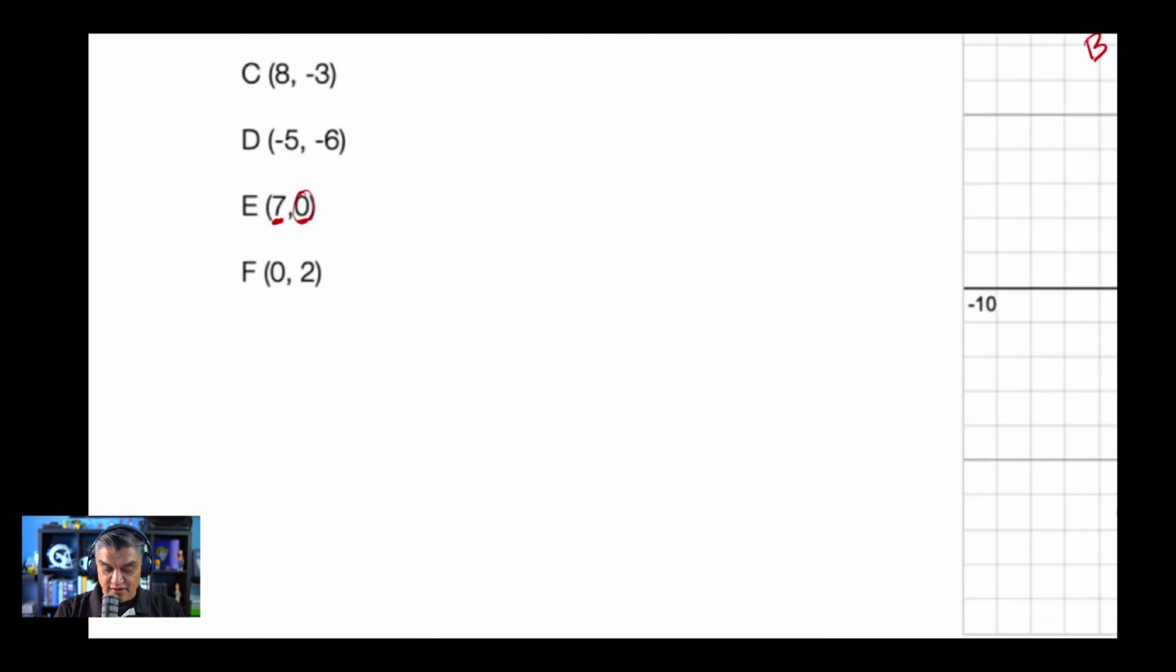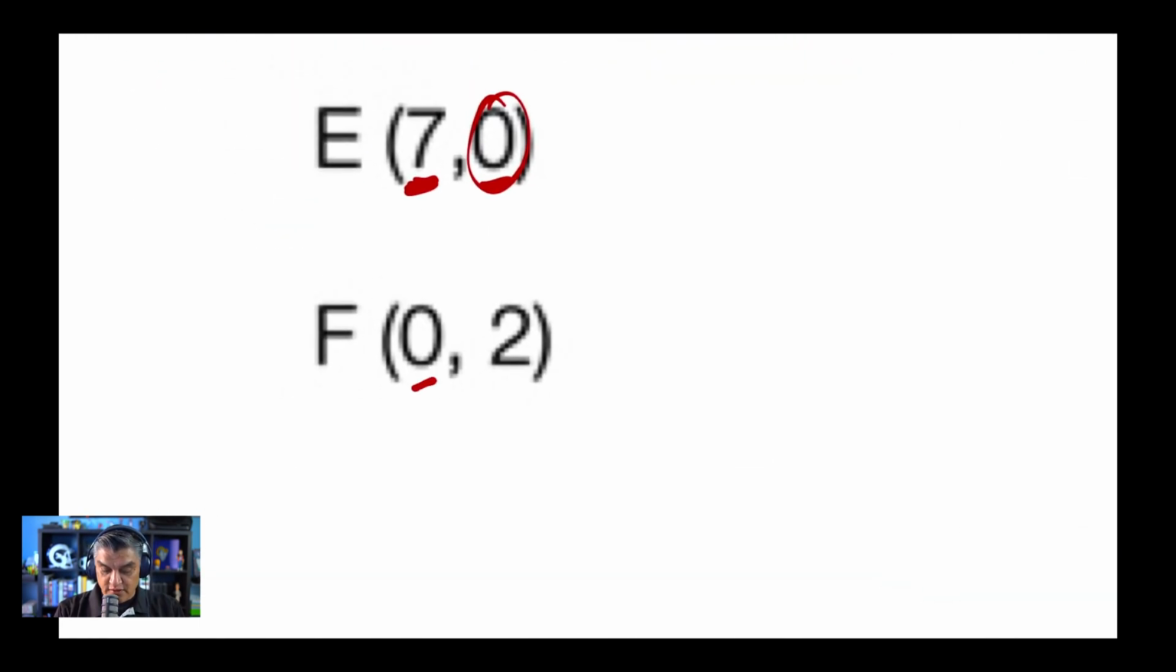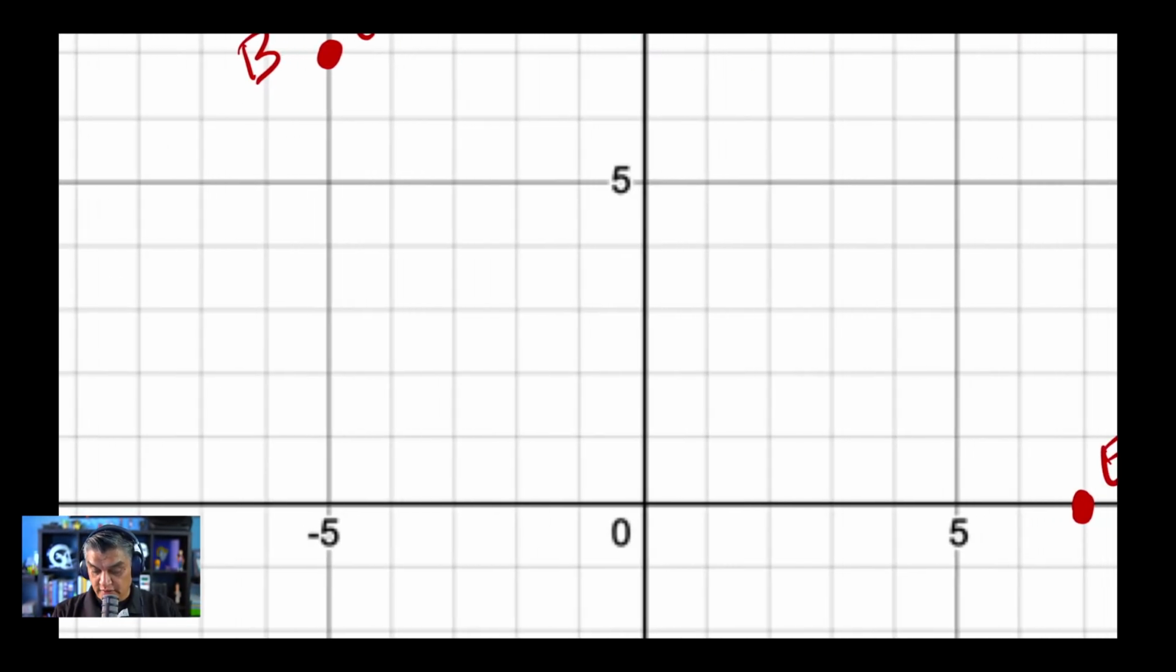And then F, our last point, I have 0, 2. That means this is my x coordinate, which is 0. That means I don't go side to side. I go 0 side to side, and then I go up 2. So it's over here. 0 side to side and just up 2. And there's F, 0, 2.